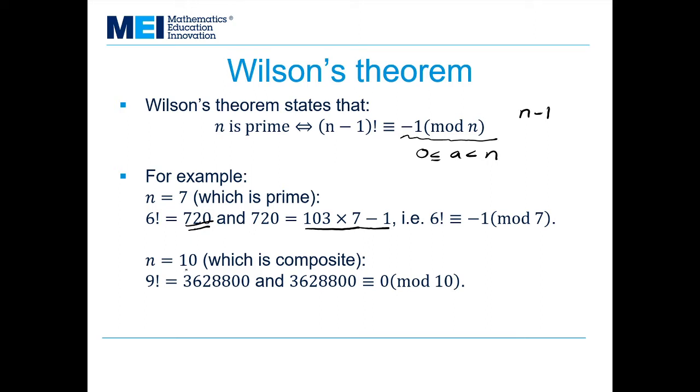However, if we take n equals 10, which is composite, and work out 9 factorial, we get this number here, which you can see ends in a 0, so we know straight away it must be a multiple of 10. So it's congruent to 0 mod 10. So we've got something which is not prime, and (n minus 1) factorial is not congruent to negative 1 mod n.